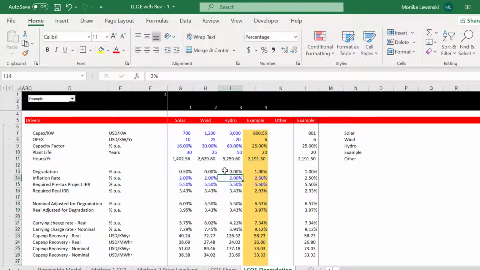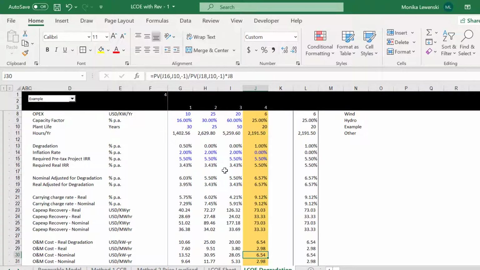Okay, it's not that bad. So that's the example we're choosing. And I'm going to put zero inflation in there just to demonstrate how this works. So we started with 6 USD of O&M expense, but we increased it to 6.54, because we're still going to pay that 6 all the time, but as you have more and more degradation, that becomes a higher number, because that 6 as a percentage of the kW then goes down. That's what I had to adjust for.